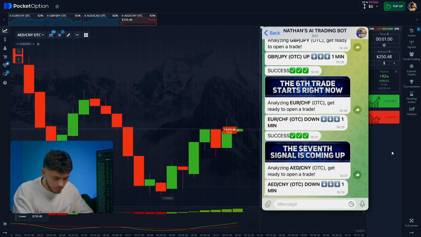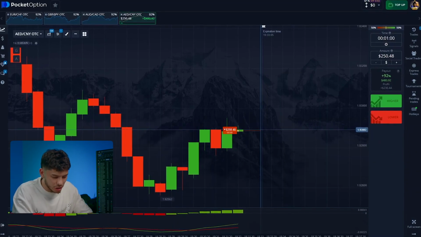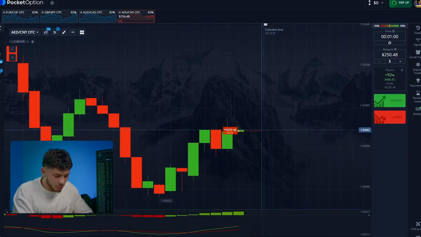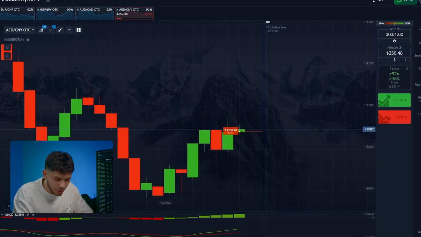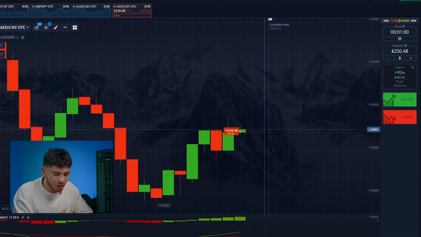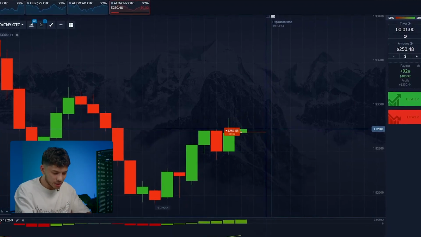The local upward movement was quite strong, but the candle hit strong resistance. Our AI bot predicts that the sellers won't break through the resistance, at least not in the next minute. Let's watch the situation.